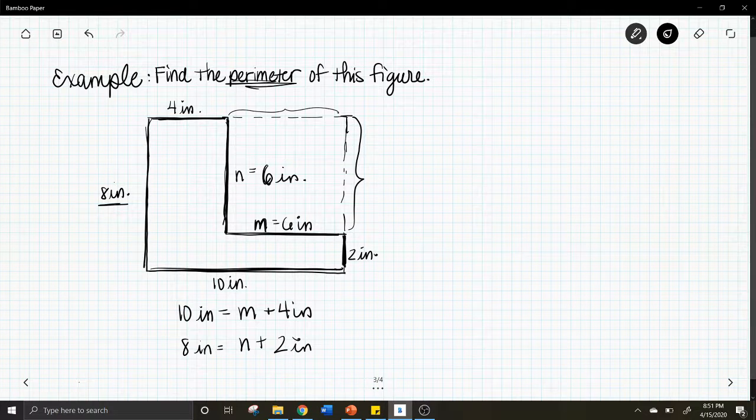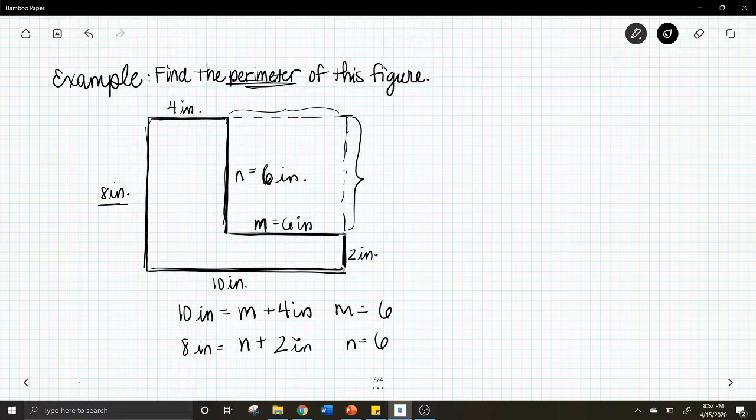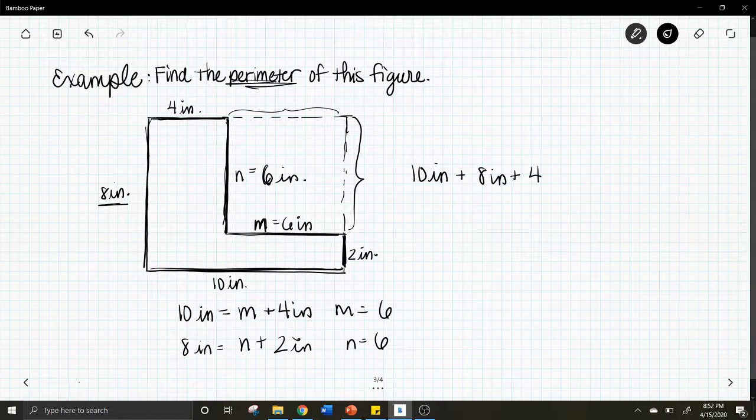Okay, so once we find our missing lengths, we can figure out our perimeter. Remember, perimeter is the distance around, so let's add up all of our sides. So let's check them off as we add, or if we wanted to write them out, that's another great way to do it. So 10 inches plus 8 inches plus 4 inches. So notice I'm going around clockwise, plus 6 inches plus 6 inches. We want to make sure we don't forget any of these lengths, so I'm going to cross them out, plus 2 inches. All right, so go through and add those up.